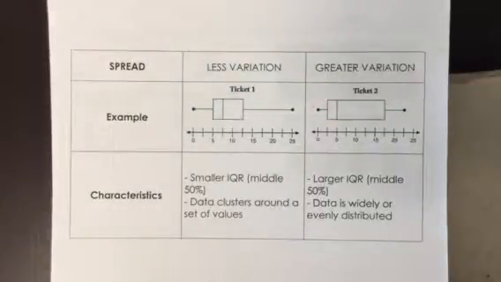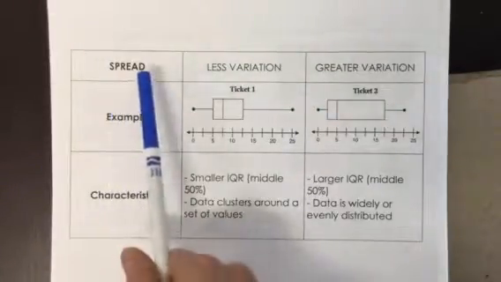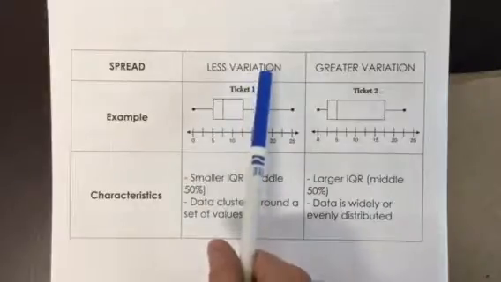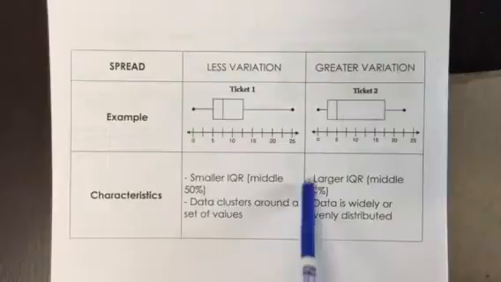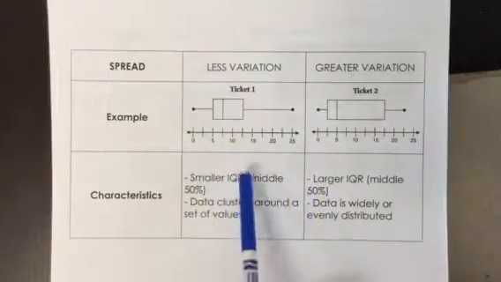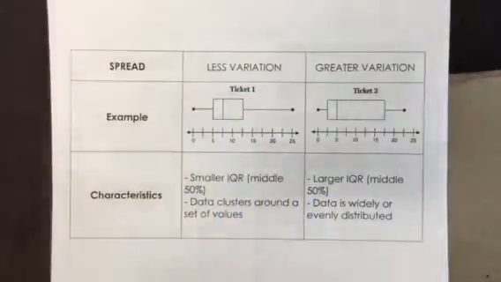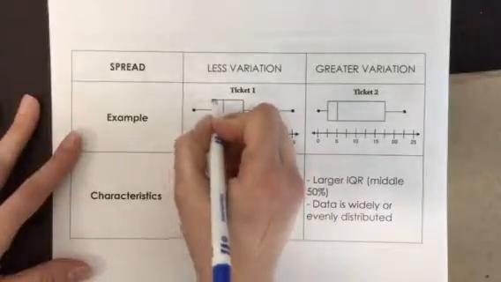For the back of your notes, we're going to start talking about spread. Spread has to do with variation, so what variety there is in our data. When you're looking for something that has less variation, there's a smaller IQR, which is the middle 50% of your data. It's the box part of your box and whisker.